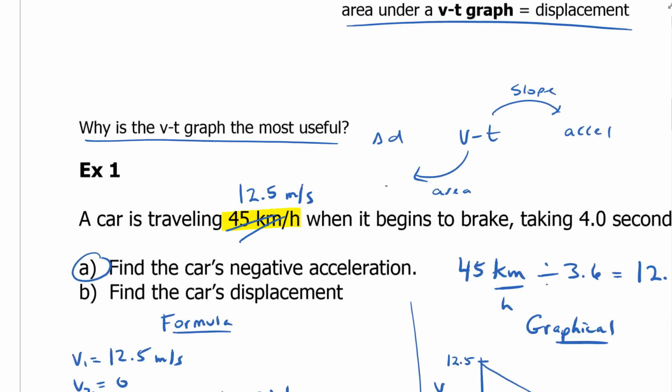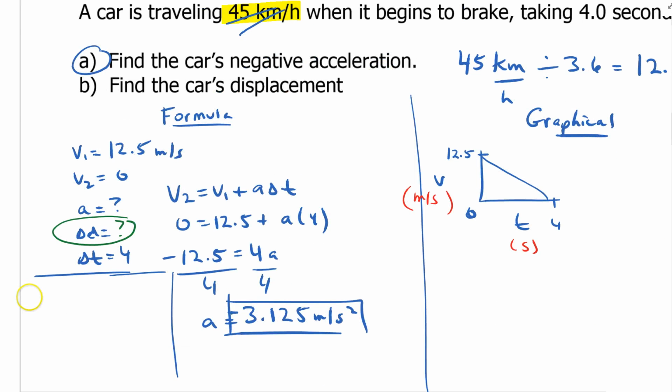We'll say delta D equals V1 plus V2 divided by 2, times delta T, and if we plug in all the things we know here, we get 12.5 plus 0 divided by 2, times 4, and so our answer I think works out to 25 meters.